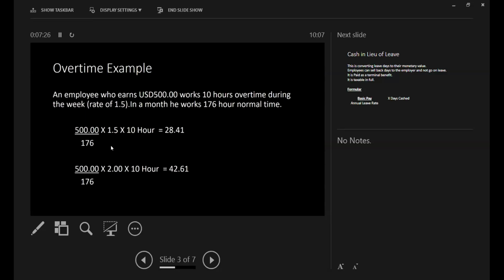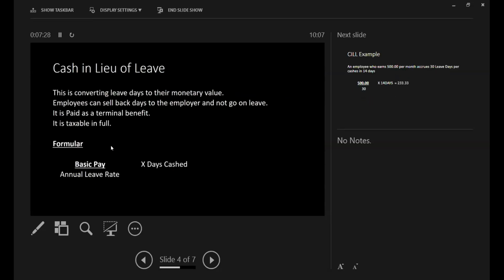Now let's move on to the next one, which is your cash in lieu of leave. Now, this is converting leave days to their monetary value. And employees can sell back their days to the employer and not go on leave. Or it is also paid as a terminal benefit, where when an employee resigns or when an employer terminates the contract of employment, then you are supposed to pay an employee the days that have accrued to them.